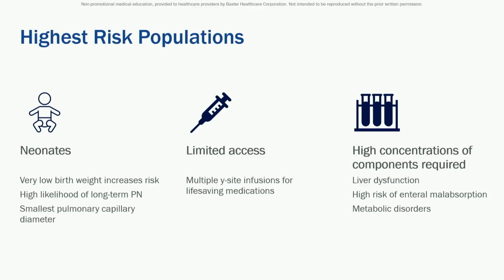So we know our babies are high risk. Their very low birth weight increases their risk further. We have a high likelihood of longer term PN requirements in these patients, and they have the small pulmonary capillary diameter that is probably even smaller than what is published currently. They have limited access. We're trying to preserve access. They often don't have great veins. You have probably 1 or 2 sites where you can actually get good central access. And then we need to concentrate things down as far as we can to provide as much nutritionally impactful fluid as possible. So your medications may be running in at a rate of 0.1 mL an hour or even sometimes less. And they can sit together with PN for long periods of time in those lines.